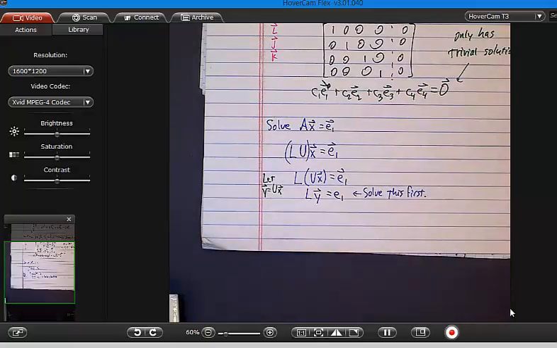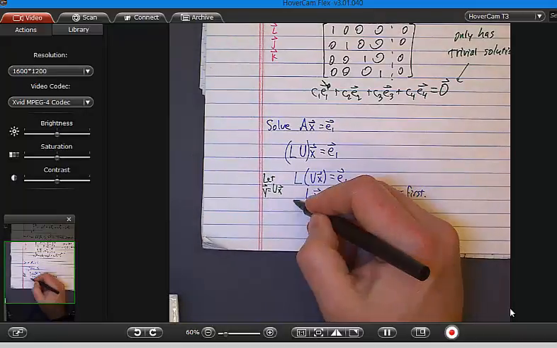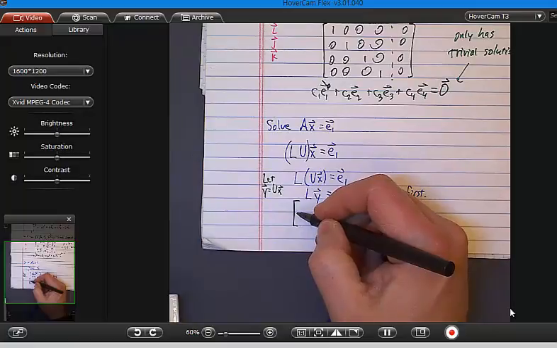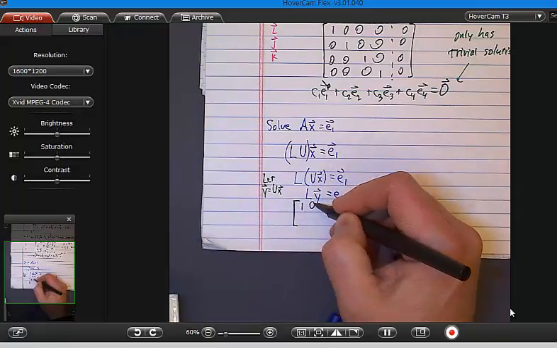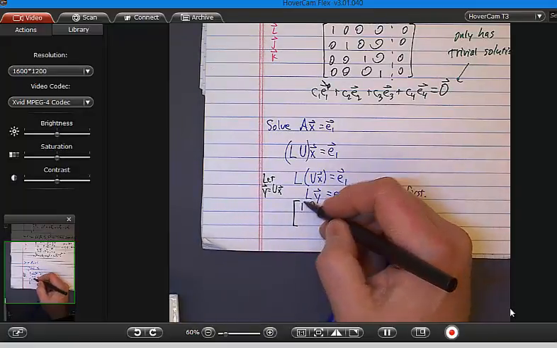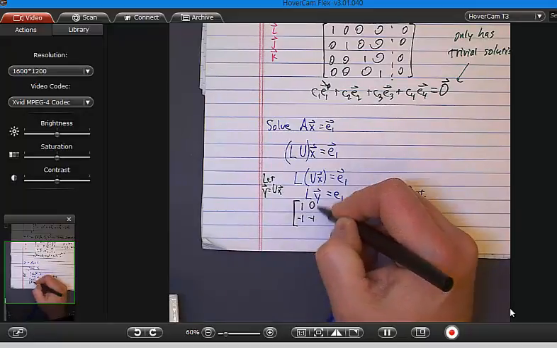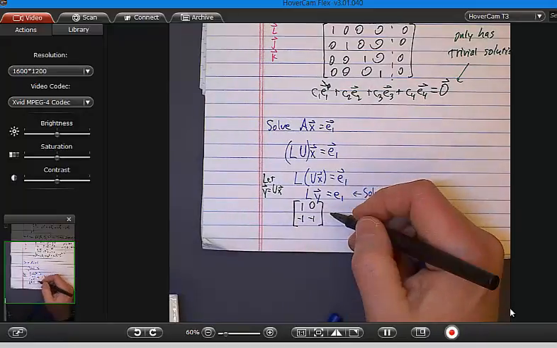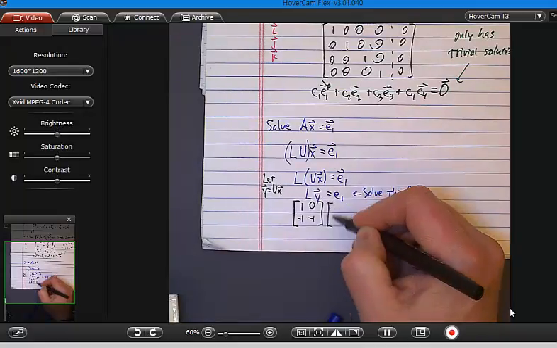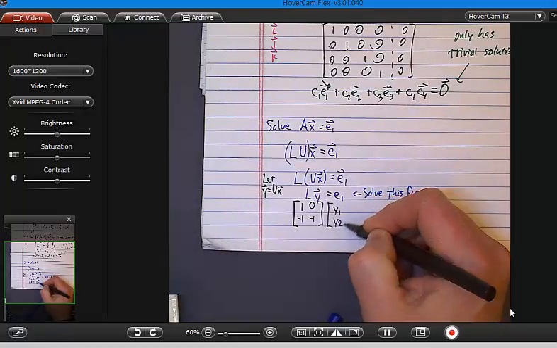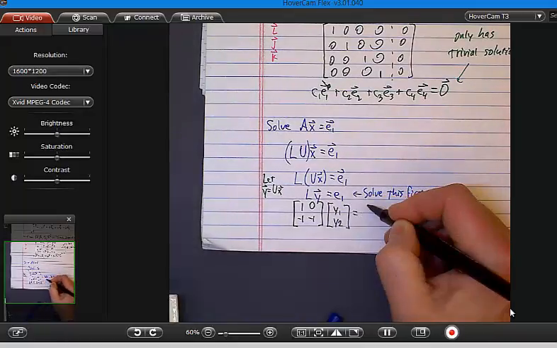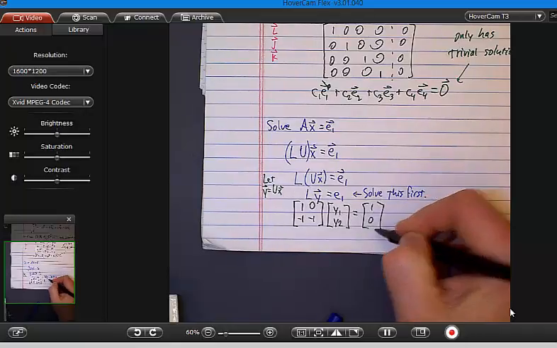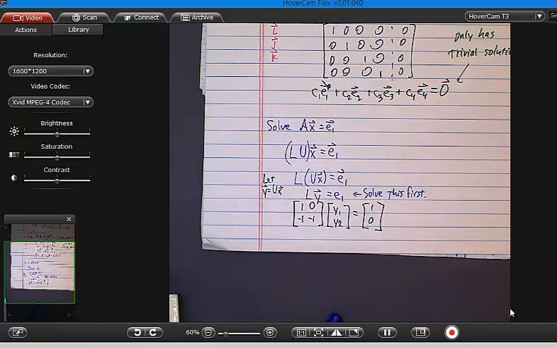Okay, so let me do that. Let me solve Ly equals E1. Well, that looks like this. L was 1, 0, -1, 1, times, we don't know, I'll call them y1 and y2, equal to E1, that's 1, 0. Right?